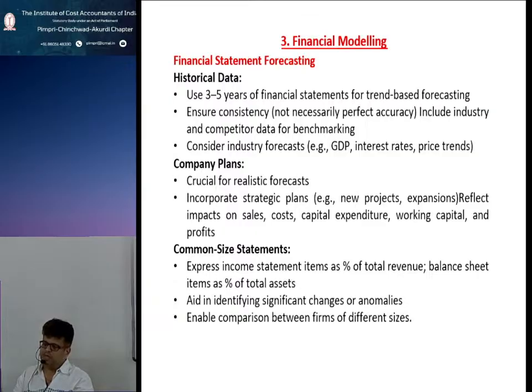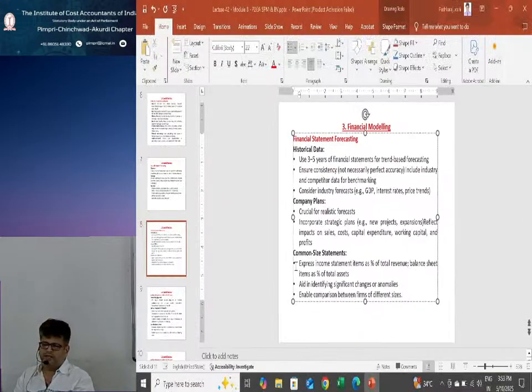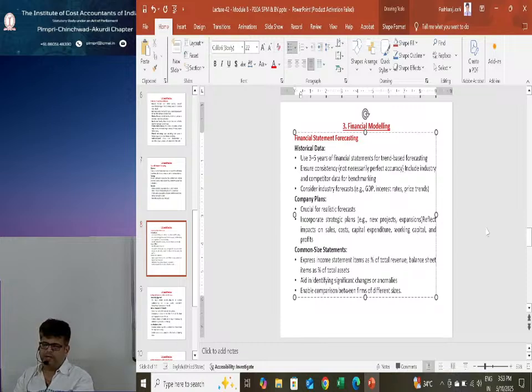Consider industry forecast and economic forecast also, for example GDP, interest rate, price trends, etc. Company plans, now these are very much essential. While preparing the financial modeling or financial statement forecasting, the company plans should be well known to the creator of the model, so crucial for a realistic forecast. Incorporate strategic plans, for example new projects, expansions, and reflect impacts on sales, cost, capital expenditure, working capital and profits.